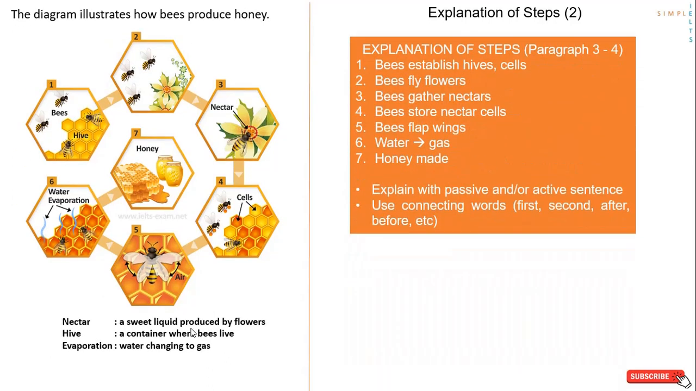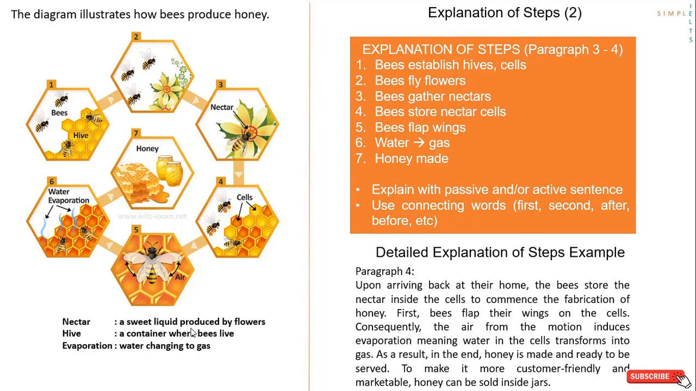Okay, still about explanation of steps. In the fourth paragraph, we can say that starting from picture number 4, upon arriving back at their home, the bees store nectar inside the cells to commence the fabrication of honey. First, bees flap their wings on the cells. This is picture number 5. And consequently, the air from the flapping induces evaporation, meaning water in the cells transforms into gas. Okay, this is the meaning of evaporation. I change the word changing into transforms.